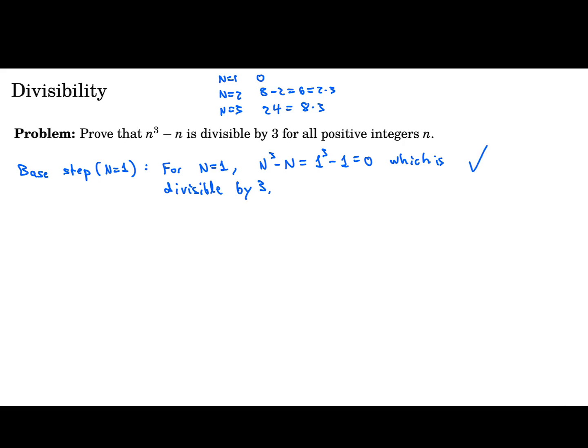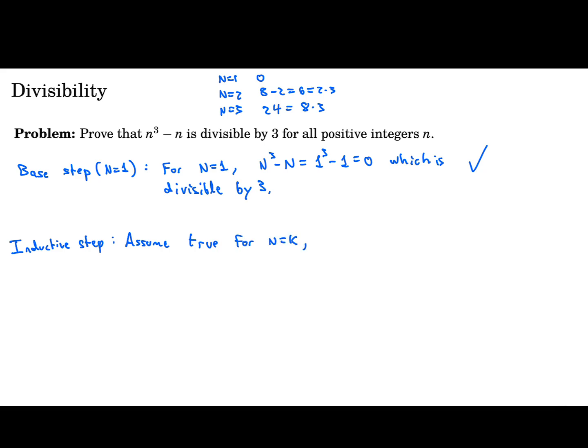Now we need to do the inductive step. So what is the inductive step? Once again, the idea is that we want to show that if it's true for one number, it's going to be true for the next one. So assume that it's true for n equal to k.